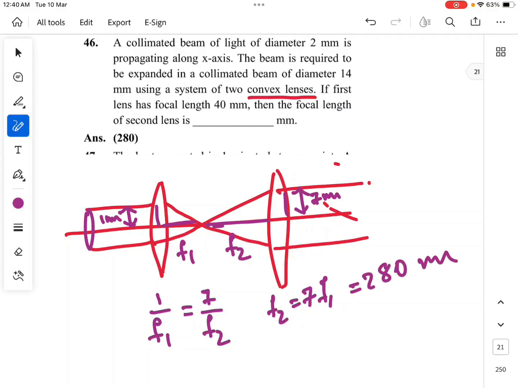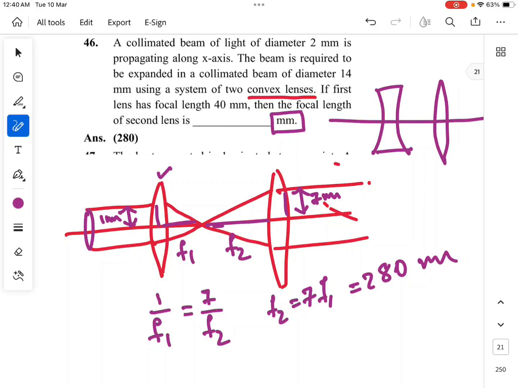Now where can the student go wrong? The answer is given in mm, so you should be careful about it. And what else can the student go wrong? Rest all he need not go wrong. But if you, let us say, take a concave lens instead of a convex lens, will you get the answer? Yes, you are still getting the answer whether you take a convex lens or a concave lens.